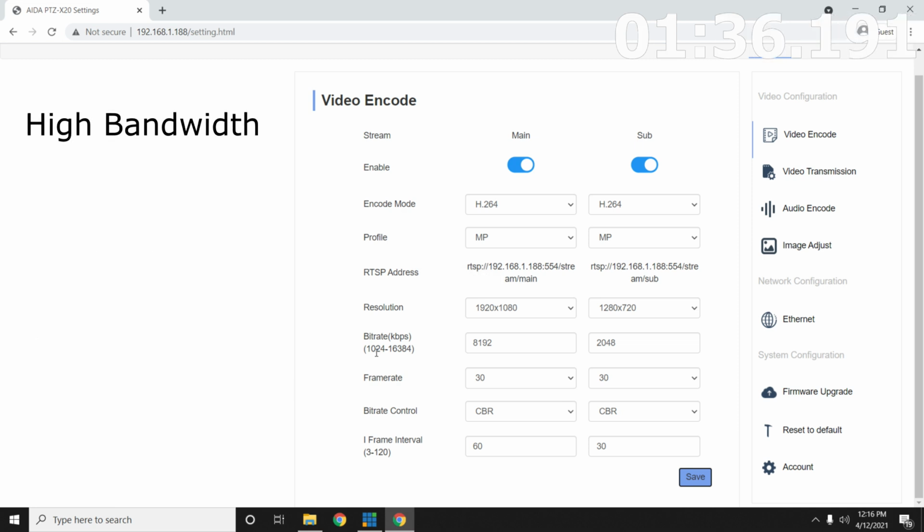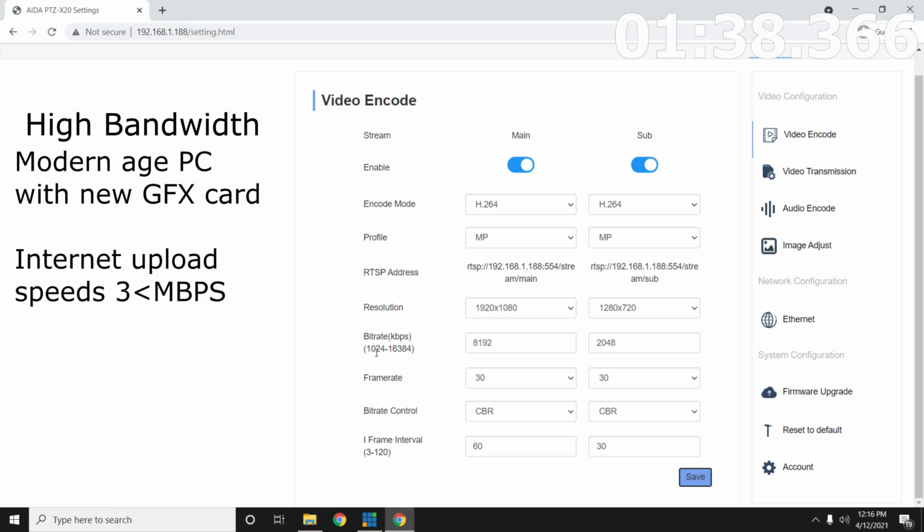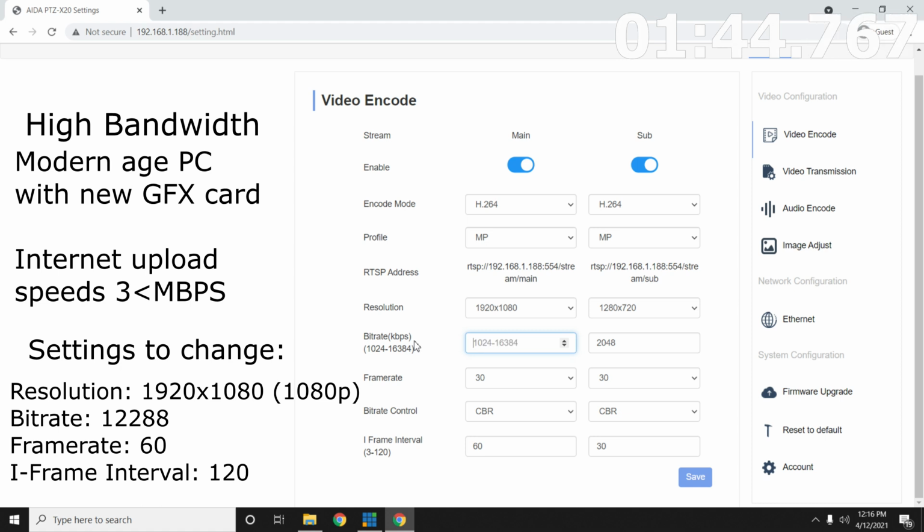And then lastly, we have our highest tier. This is a computer with a dedicated graphics card that's recently new and an upload speed of 3 MB probably or more. So we're going to go ahead and keep it 1080p. We're going to change this to 3 times the original, which is going to be 12288, I believe. Frame rate's going to be 60 now. And then you're going to change your iframe interval to double that, so that's going to be 120.